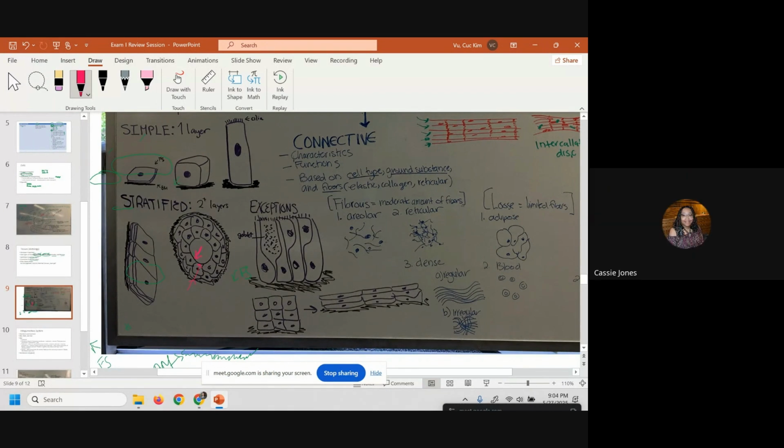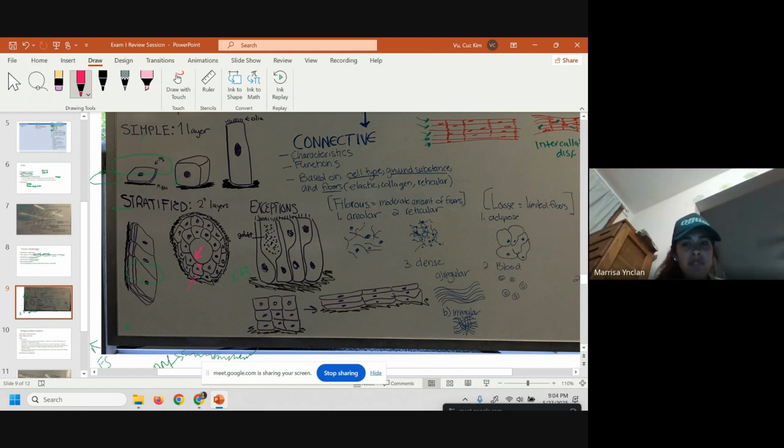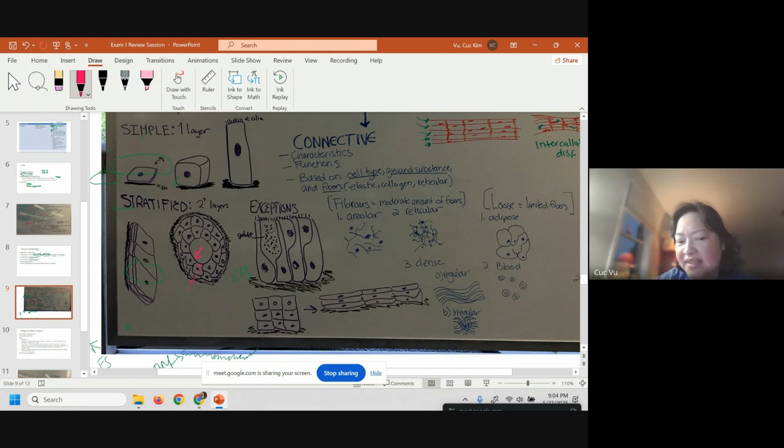Stratified. In what shape? Squamous? Cuboidal. I heard it right the first time. Cuboidal. So in this case, this would be stratified cuboidal epithelium.